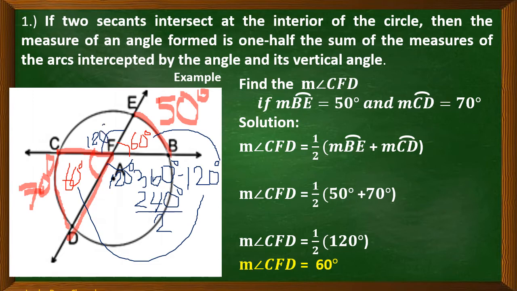And if we sum up the measurement of all the angles, that would give a sum of 360 degrees. So 120 plus 60 plus 120 plus 60, their sum is 360 degrees. But it's only an extension of theorem number 1, in case you will be tasked to find the measurement of the other angles.